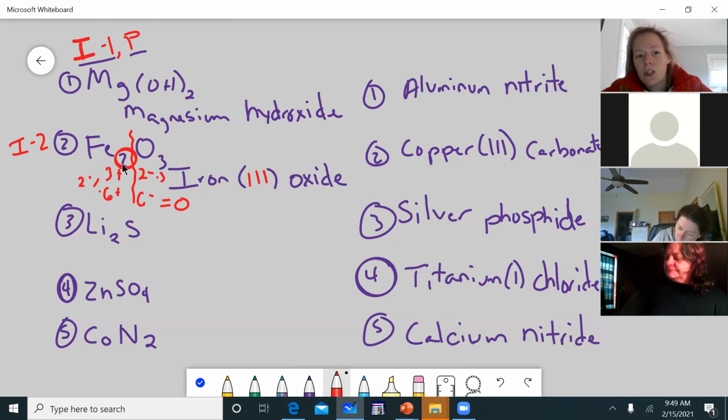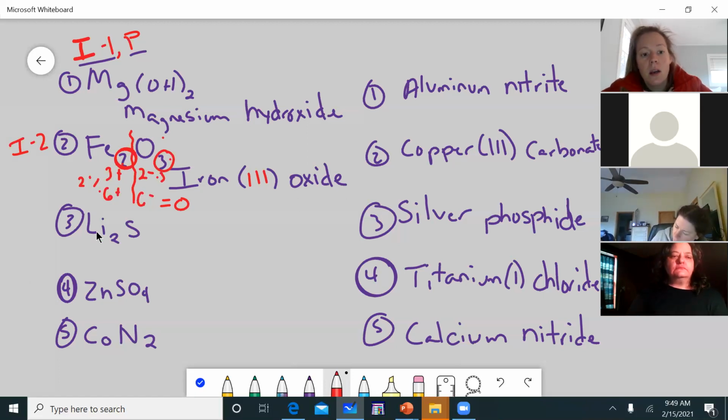You can kind of see that the 2 here would be the charge on the oxygen and the 3 here would be the charge on the iron, but you can't always just reverse flip-flop. That works like 75% of the time. Sometimes it doesn't work. So I would actually go through and make sure it's charge neutral. So we've got iron 3 oxide.